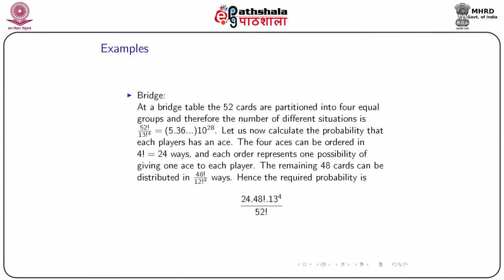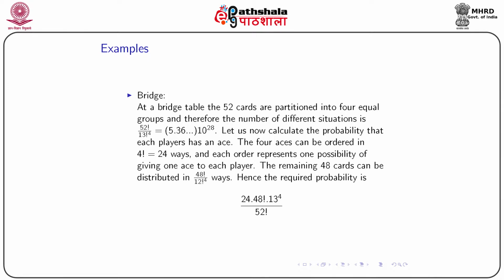There is another example I want to mention. This is a game of bridge. At a bridge table, the 52 cards are partitioned into 4 equal groups, and therefore the number of different situations is 52 factorial over 13 factorial to the power 4, because we have 4 players and each one gets 13 cards. This is a huge number. It's 5.36 and so on times 10 to the power 28.